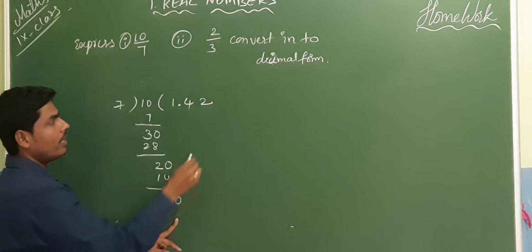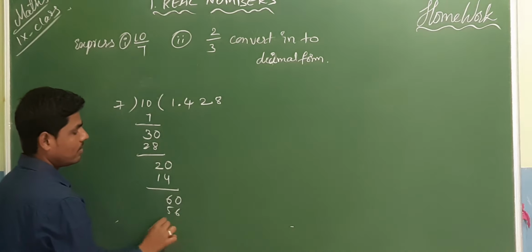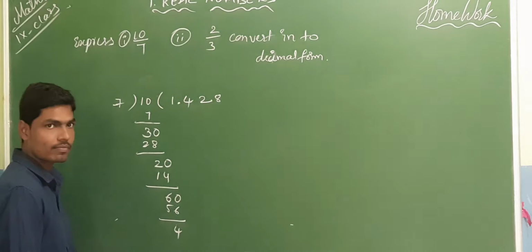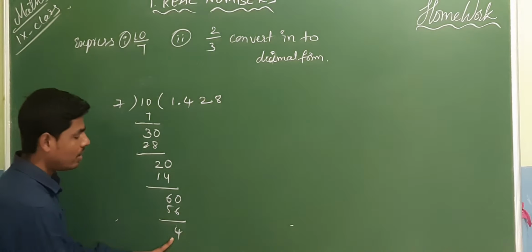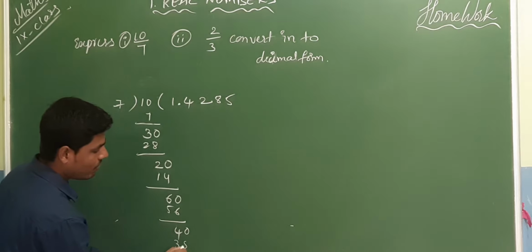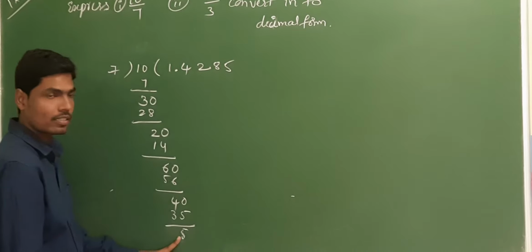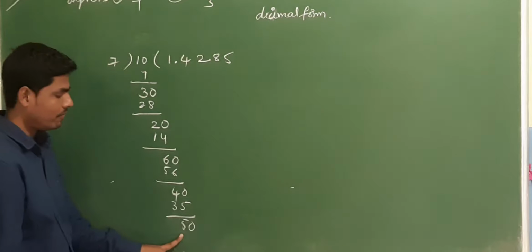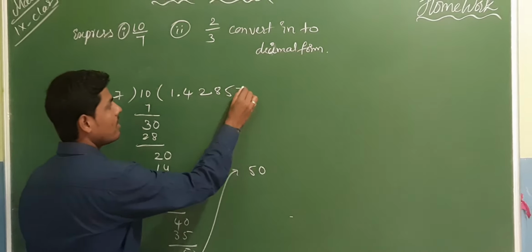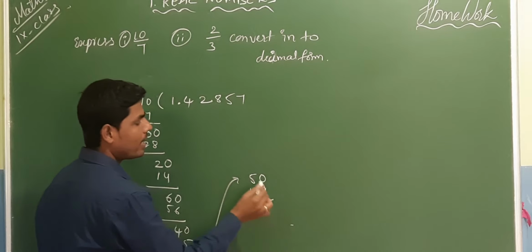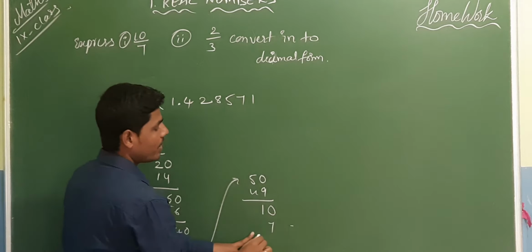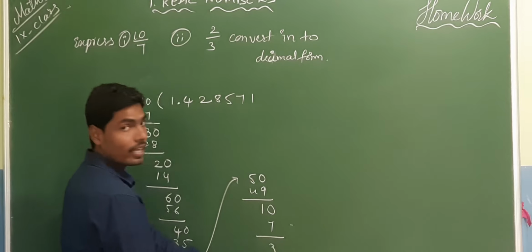Now in the 7 table, 7 8s are 56. You will get remainder 4. After getting remainder 4, take one more 0. Next, in the 7 table you will get 7 5s are 35. So you will get remainder 5. Now take one more 0. 50. So I am taking 50 here. Next, 7 7s are 49. You will get remainder 1. So take one more 0, and 7 ones are 7, remainder 3. Next take one more 0.